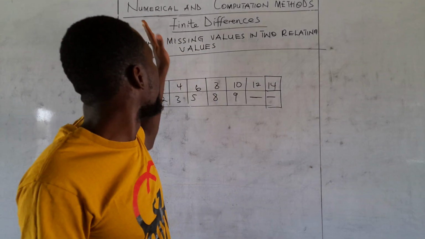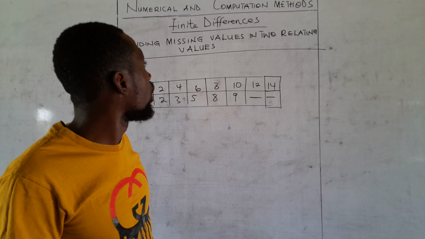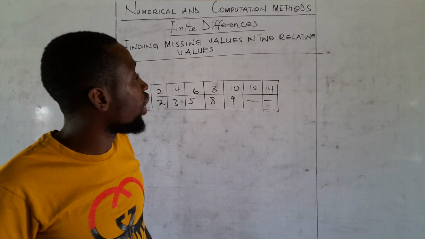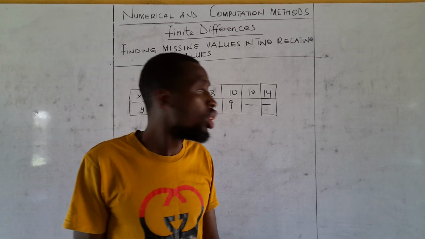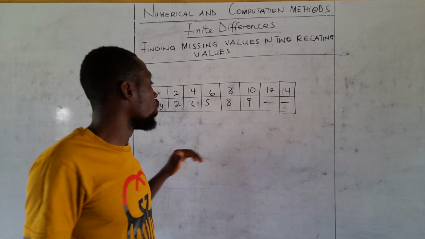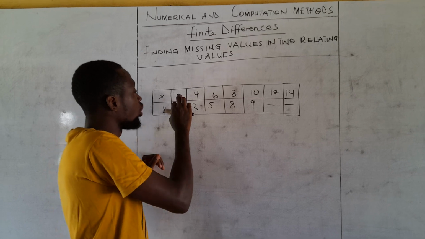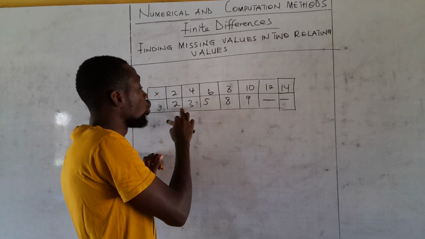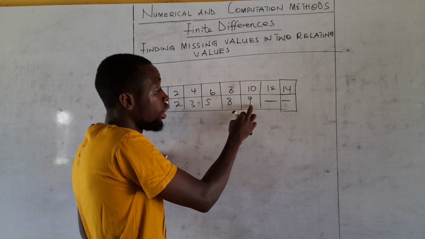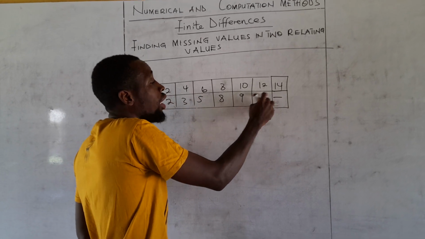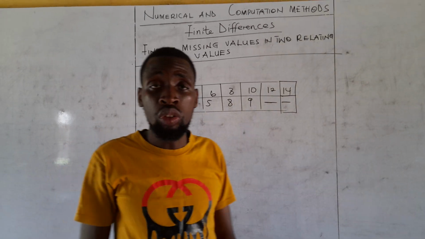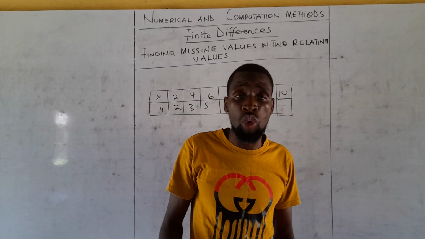Today, our discussion on numerical and computational methods will be on finite differences, and our attention will be on finding missing values in two relating values. So, if you have this table, and the values of x are 2, 4, 6, 8, 10, 12, 14, and that of y is 2, 3, 5, 8, 9, then dash dash. What are those values? Can you please guess the value? Your guessing might be wrong.